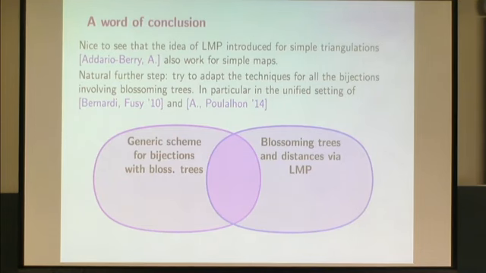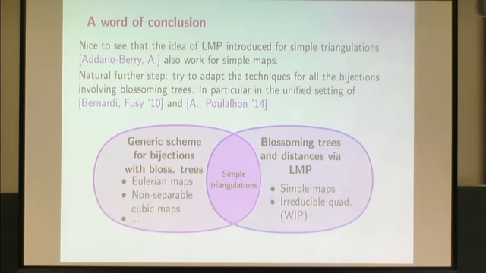If you want to summarize that with a potato diagram, we have this generic scheme for bijections, which includes a lot of natural families of maps: Eulerian maps, non-separable cubic maps, simple triangulations. And here are the families of maps where we know a bijection with blossoming trees, where we can control the distance via the leftmost path, but which are not, so far, a particular case of this generic scheme. So that's really something we should try to understand better. And I hope that I convinced you that the leading role here is played by orientations and that they are really nice. And thank you.